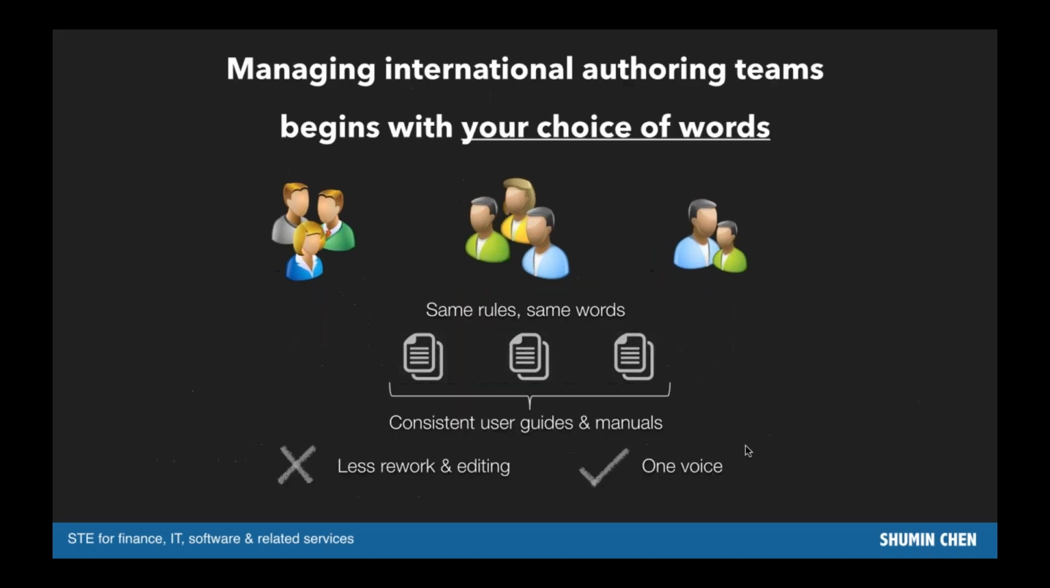So Simplified English, as you can already predict a little bit, because of the standardization in the choice of words and in the limited number of grammatical tenses that you could tap into, overall it helps us to achieve quite a number of benefits.